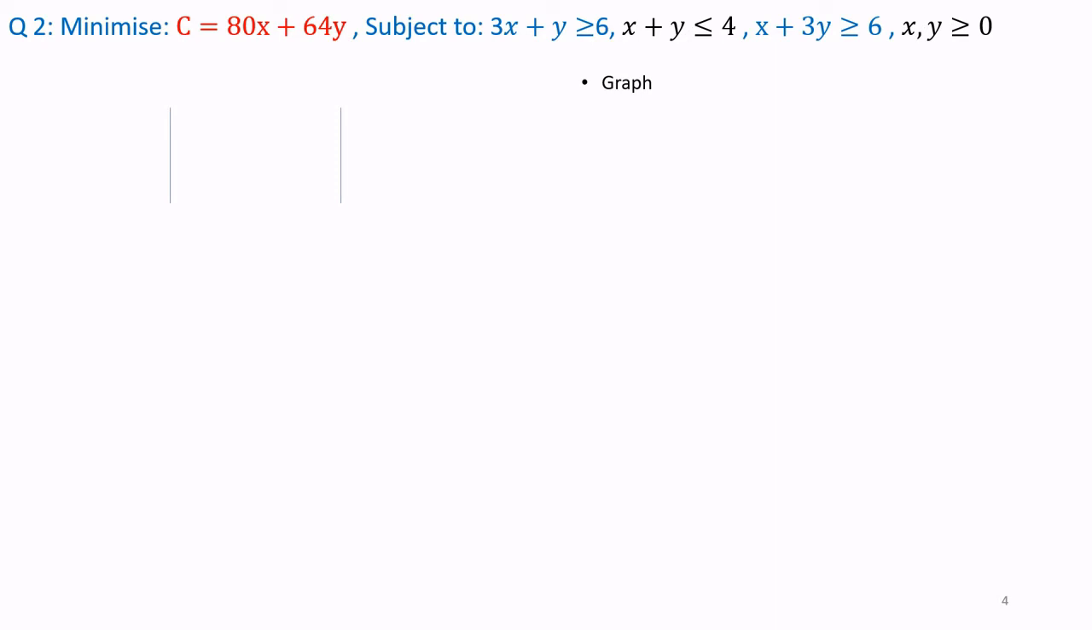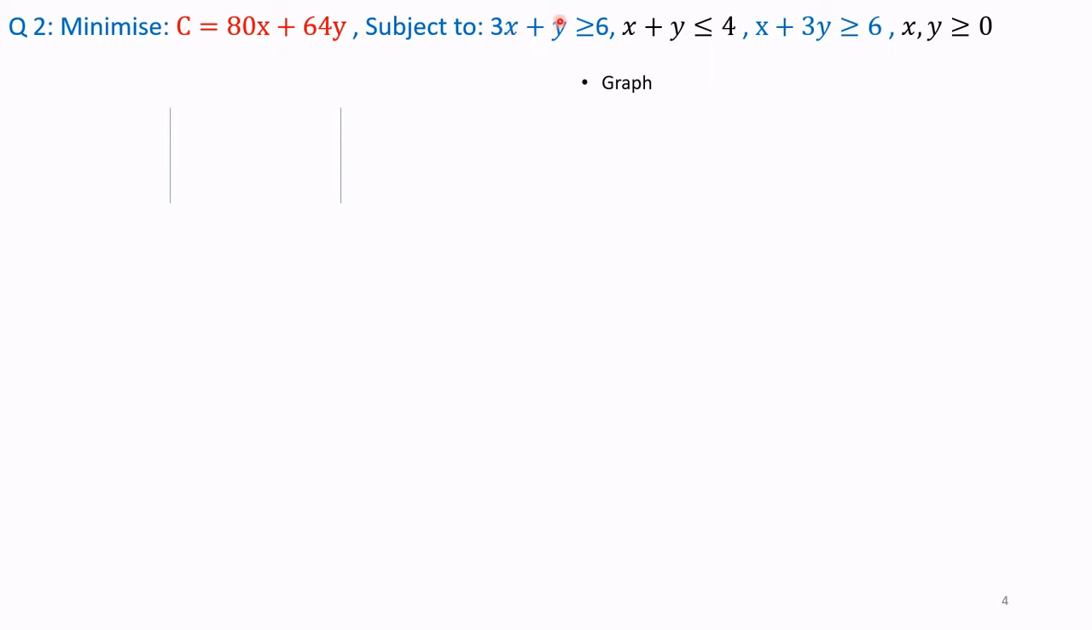Question number 2. Minimize C equals 8x plus 64y, subject to 3x plus y is greater than or equal to 6, x plus y is less than or equal to 4, x plus 3y is greater than or equal to 6, x, y are greater than or equal to 0. So these are the constraints; subject to means constraints.